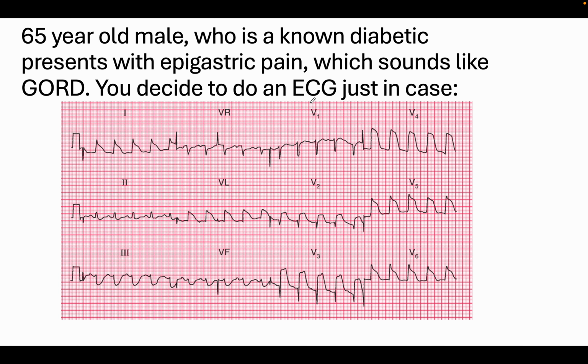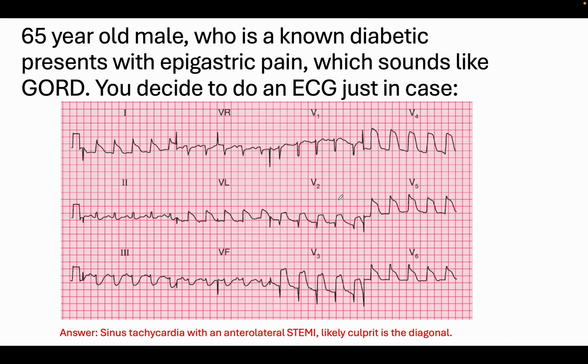So next question. A 65-year-old male who's a known diabetic presents with epigastric pain, which sounds just like GORD. You decide to do an ECG just in case. This is his ECG. Feel free to pause the video, work it out yourself. Answer is going to come up in 3, 2, 1. So the answer is sinus tachycardia with an anterolateral STEMI. Likely culprit is the diagonal branch.